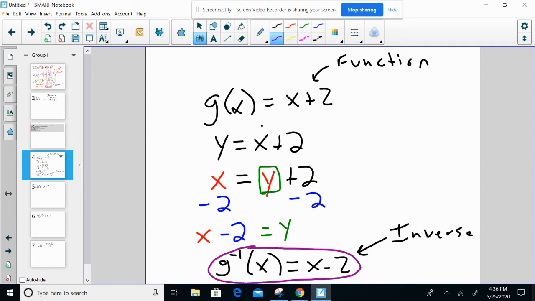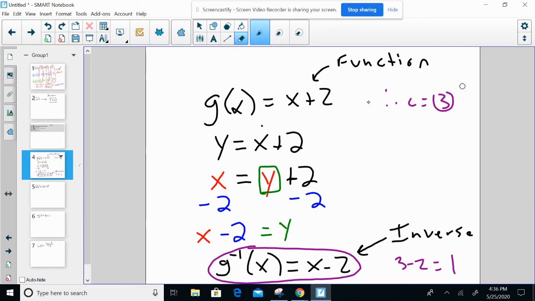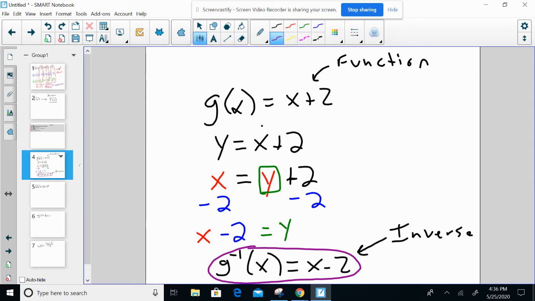And so think about it. If I pick the number 1, right, and I plug it into the original, 1 plus 2 equals 3. So the answer I got was 3. The inverse is if I plug in 3, you get 1. It undoes what we did. So think about it. If we added 2, that's our original function, the inverse should subtract 2. So it's pretty easy to see there. So this is the inverse.